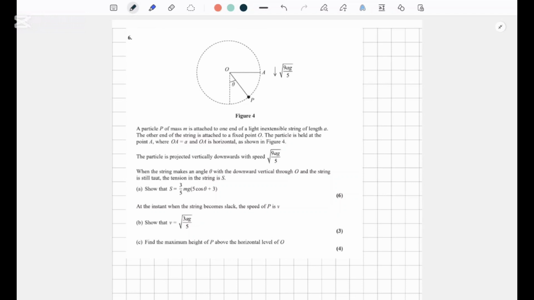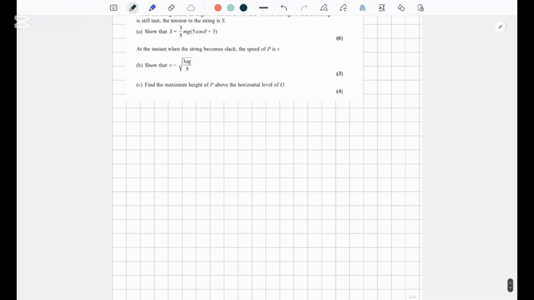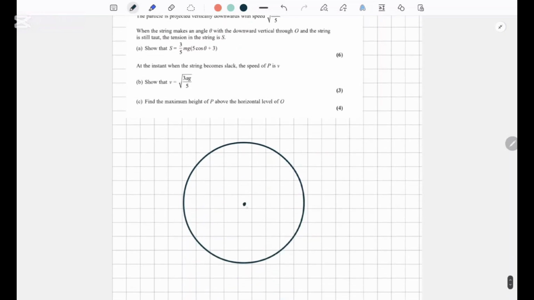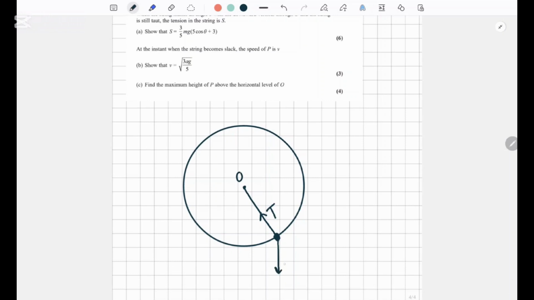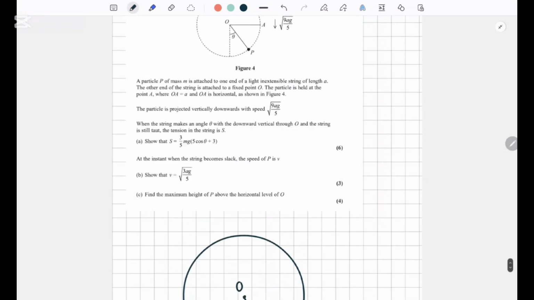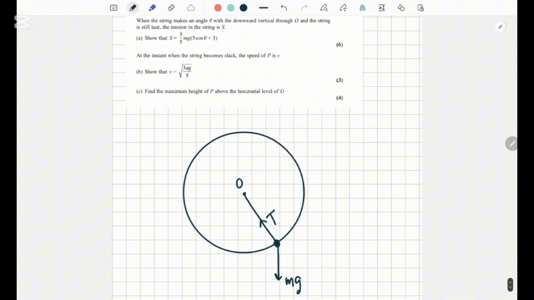So they ask us to show the things. What we can do is draw a diagram. Always remember, when you get these types of questions, draw the diagram. You get marks for that too. So, label like that. The particle is here. The tension is this way, towards the center. Your mass acts directly downwards, mg. They haven't mentioned it, but it's mass m.